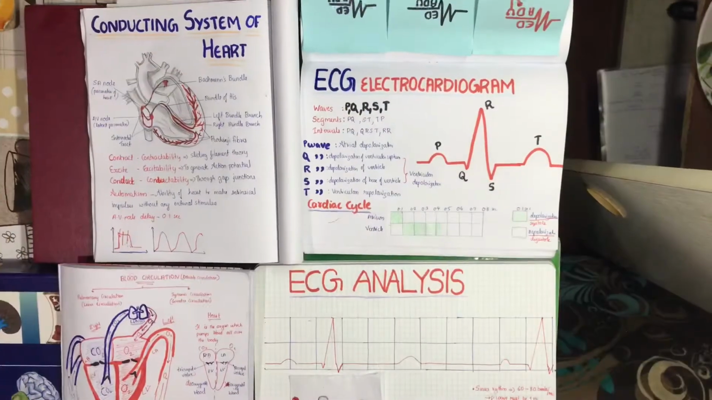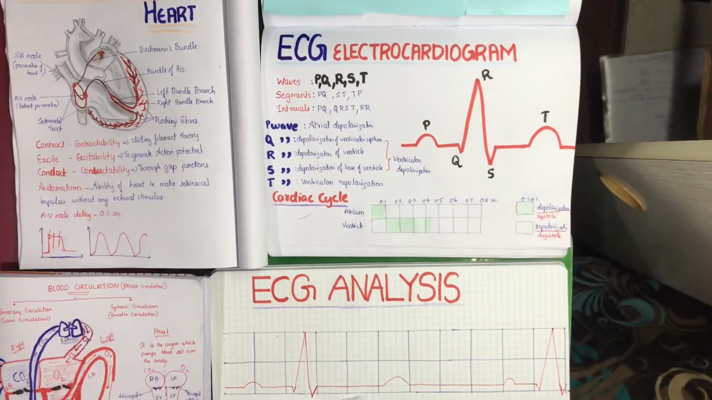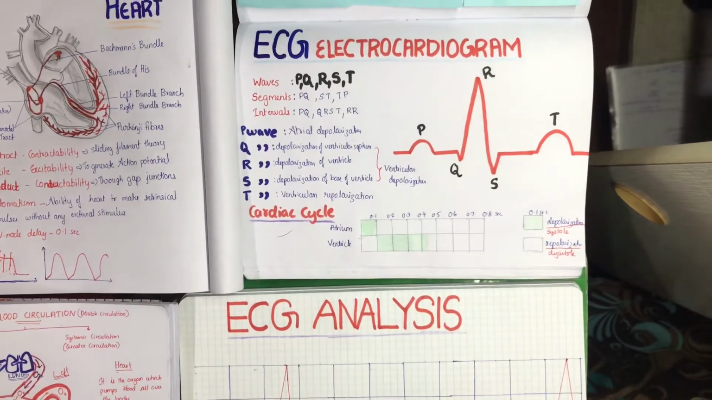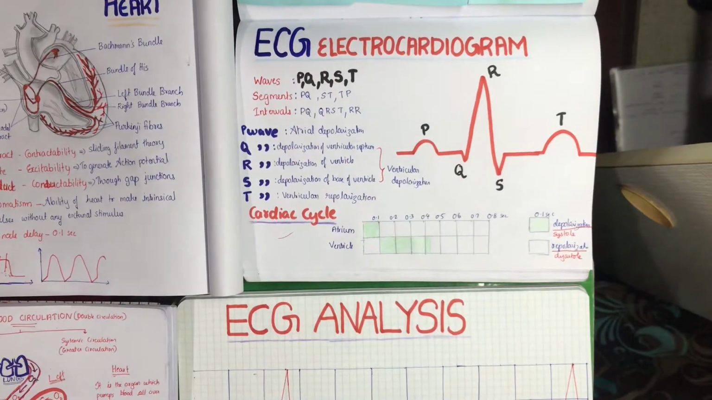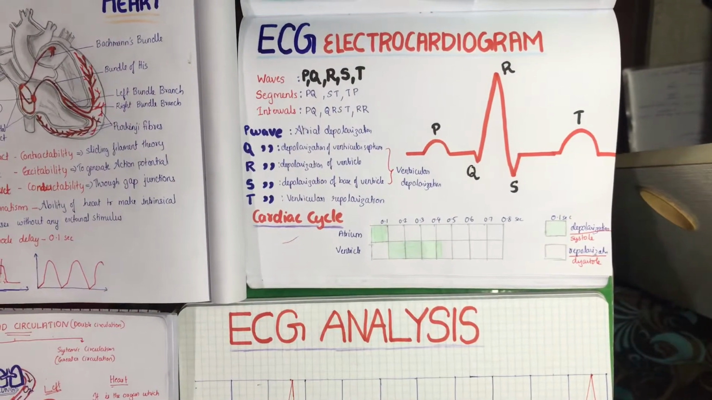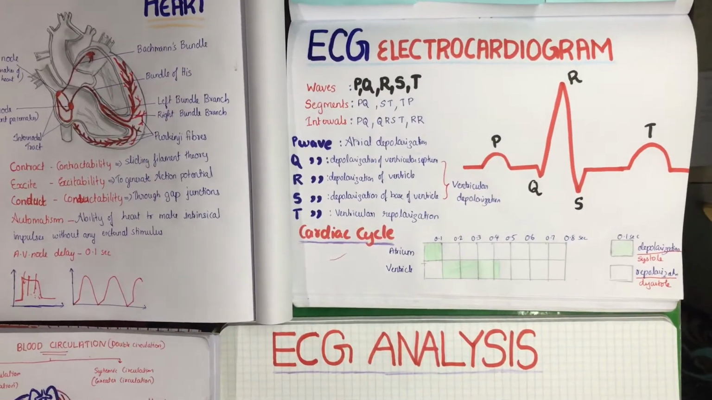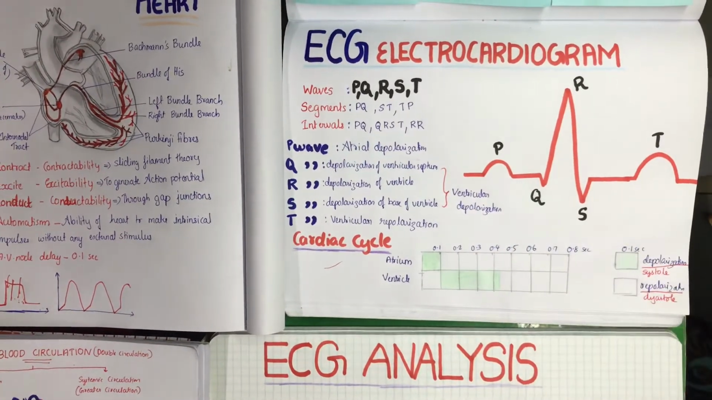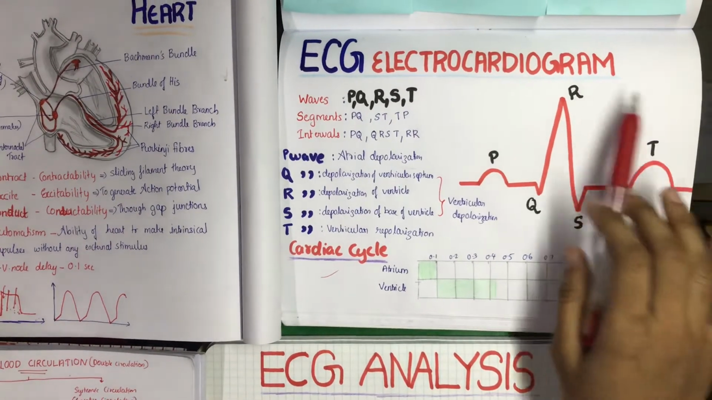Okay, we reached our ECG. ECG means electrocardiogram. Electrocardiogram means the graph shows the electrical activity of the heart. It shows the potential difference between the various parts of the heart, and the method is known as electrocardiography. Don't get confused. Electrocardiogram is the graph, like this is the electrocardiogram, and the method is known as electrocardiography. And this is our ECG.